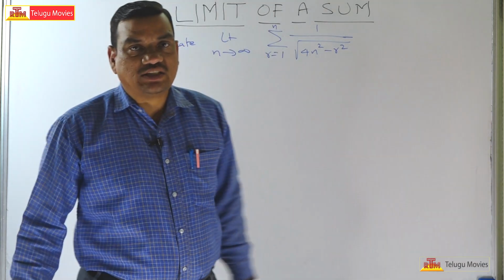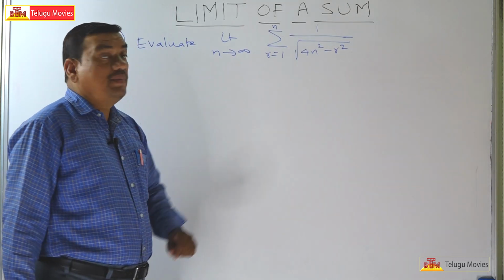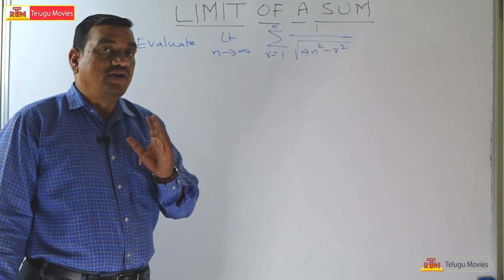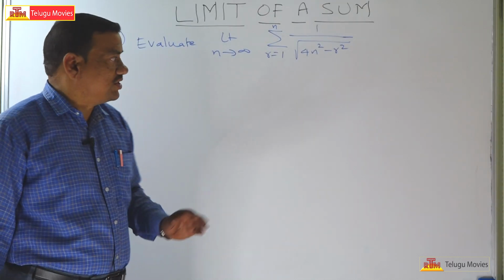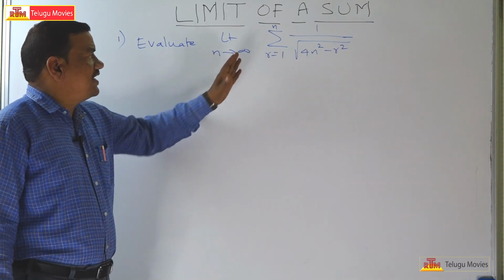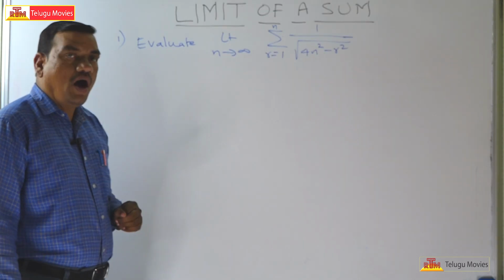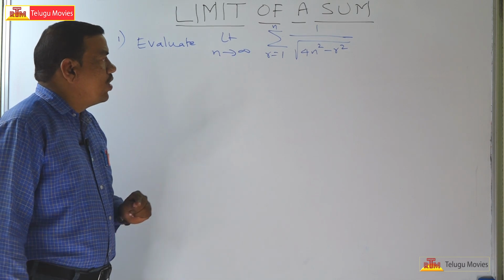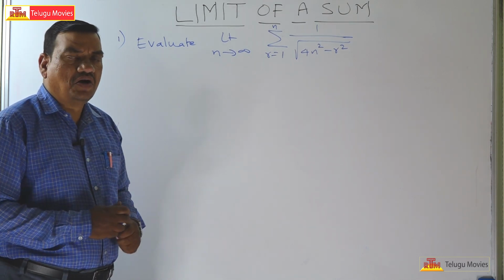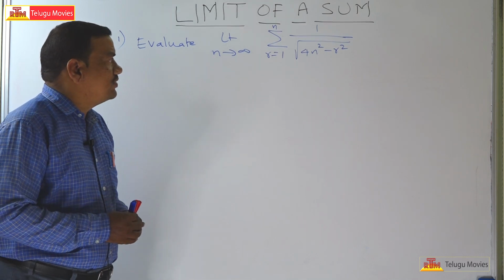Today I am going to explain limit of a sum problems, which are very important for your JEE MAINS examination. Let us see the first problem. Limit n tends to infinity, sigma r runs from 1 to n, 1 by root of 4n square minus r square. It's a very easy problem.